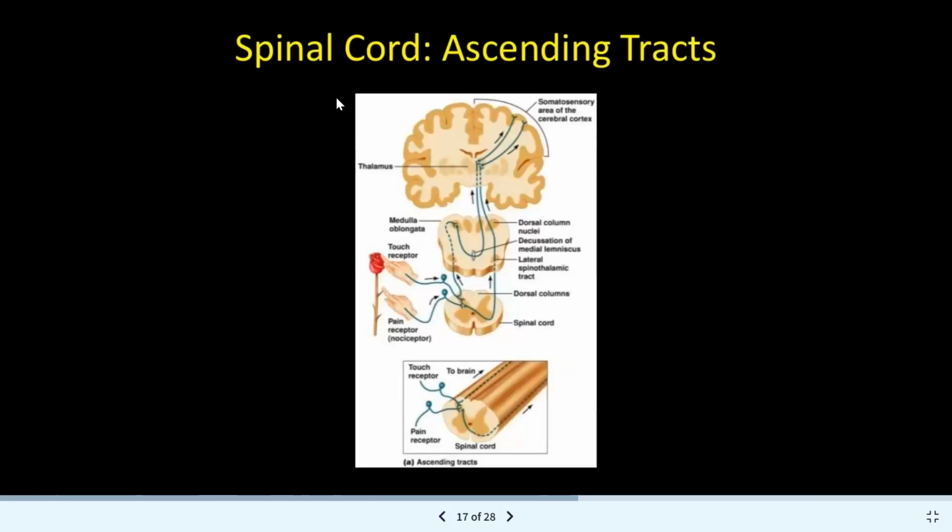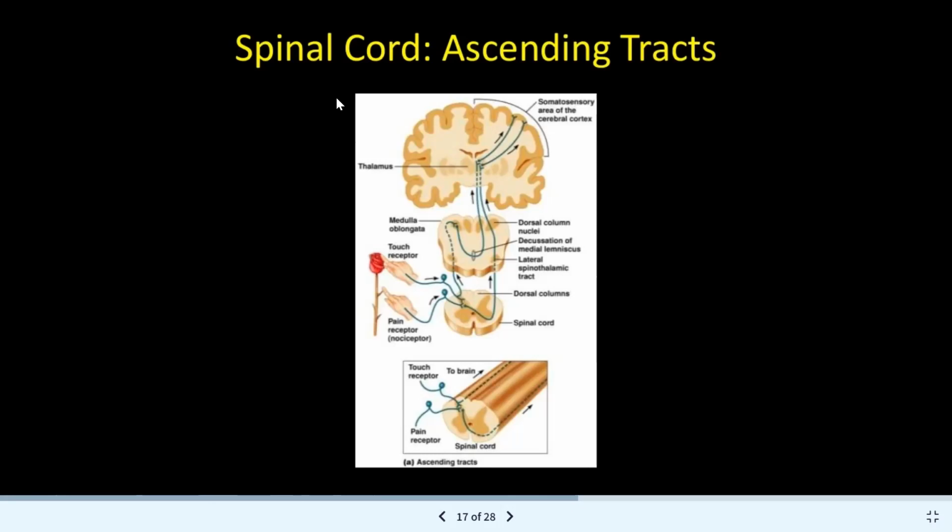So the spinal cord has the ascending tract, and you can see this is the thalamus, and the thalamus is connected to the somatosensory areas of the cerebral cortex. Further, if you see the lower parts, there are the dorsal column nuclei and the medulla oblongata. Below you can see the decussation of the medial lemniscus and the lateral spinothalamic tract. Below the dorsal columns is the spinal cord, and this is the medulla oblongata.